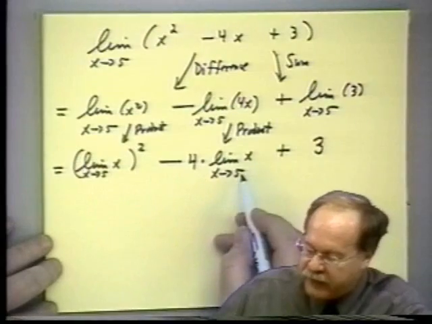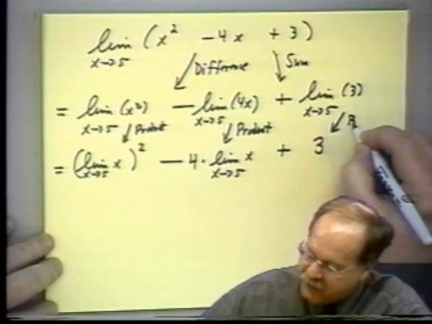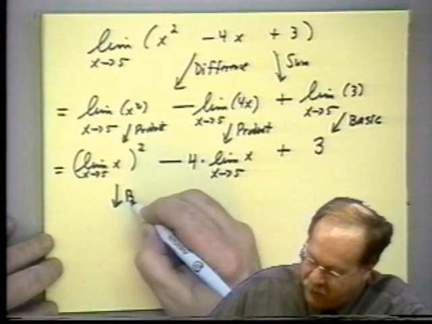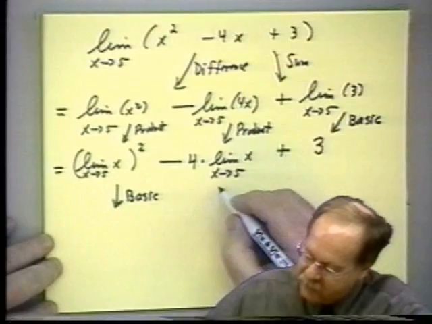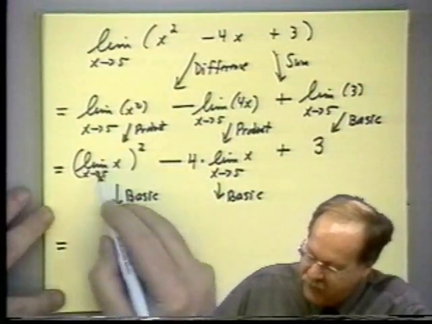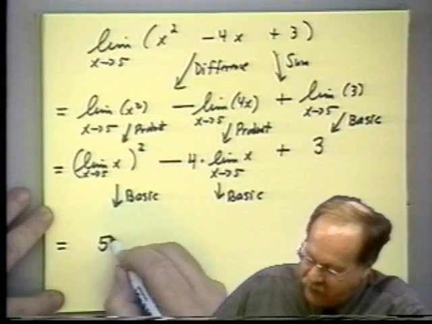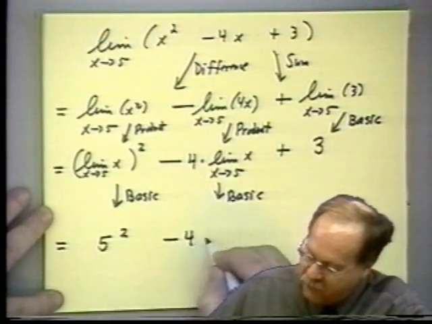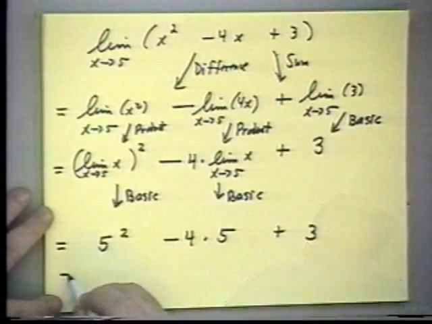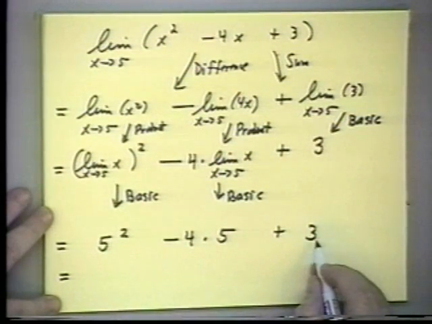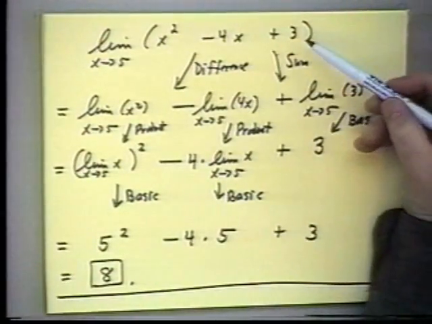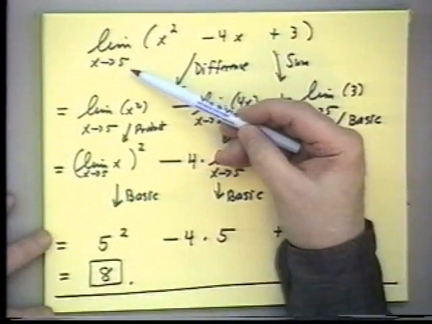Now we have reduced both of these. So if we want to put a note here, we can say this is from a basic limit. Both of these now are basic limits. That's the limit of x, and this is also the limit of x. So this becomes, as x approaches 5, the limit of x is 5. That's 5 squared, minus 4 times the limit of x as x approaches 5 is 5, plus 3. And so that's 25 minus 20 plus 3, which is going to give you 8. There is the value of the limit of this original polynomial as x approaches 5.